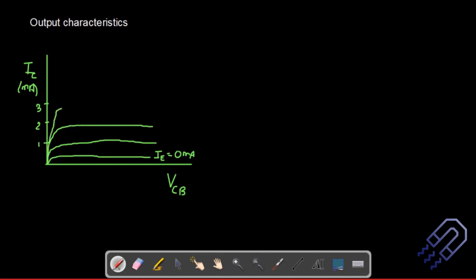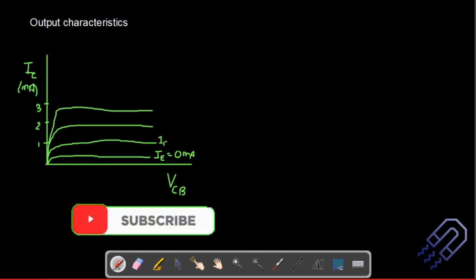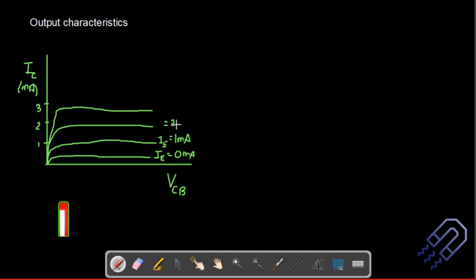Then maybe like this. If you understand the basic theory of transistors, this should not be very complicated to understand. This will be approximately 1 milliamp, then this would be 2 milliamps, this would be 3 milliamps, and so on. So whatever is IE is approximately equal to IC.